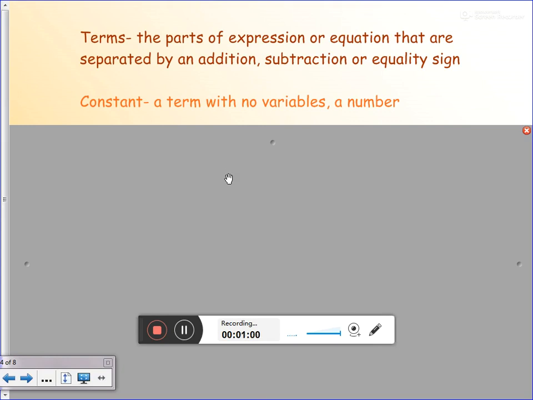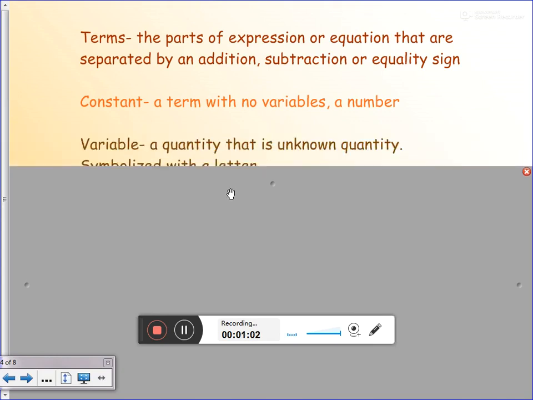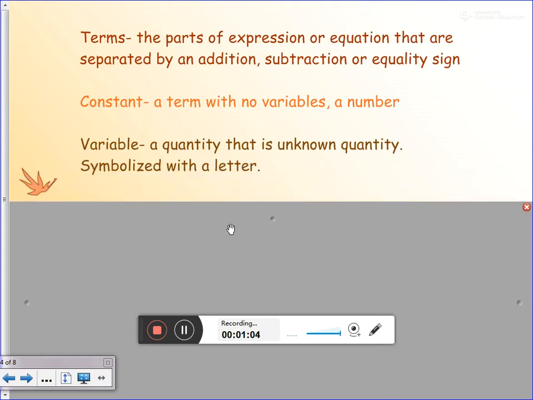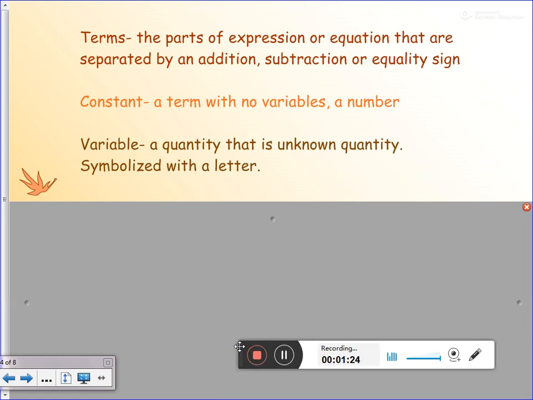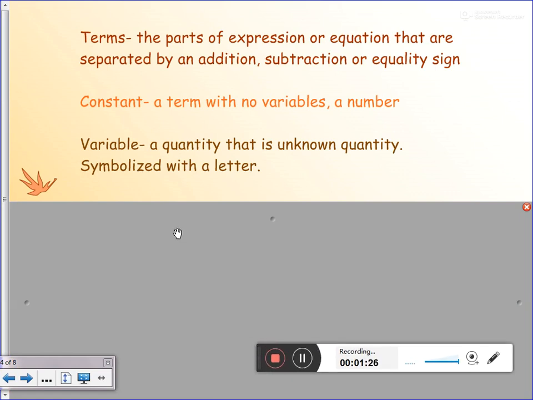The opposite of a constant is then a variable. Okay, this is a quantity that's a mystery. Okay, so it's a mystery number. It's the thing that we don't know. And getting into our new unit here, we're going to be solving for variables and trying to figure out what they are. Okay, and these are symbolized with a letter. Okay, so maybe we'll use X, maybe we'll use R, maybe we'll use S. Could be any letter.